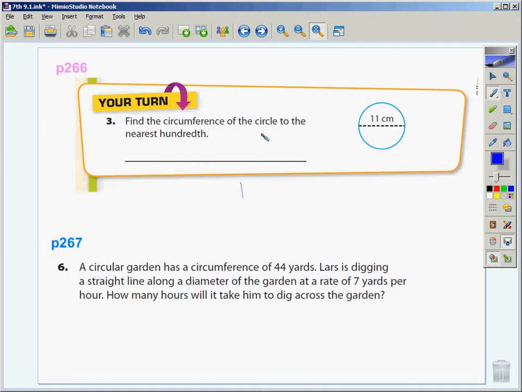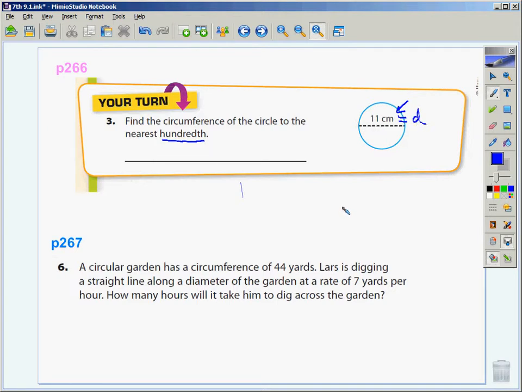It says find the circumference of the circle to the nearest hundredth. Rounding is going to be important. It's also important to notice what they've given me and those units. We want to make sure that we're answering questions that way. What did they give me in the picture? The radius or the diameter? They gave me the diameter. They told me the diameter was equal to 11 centimeters.